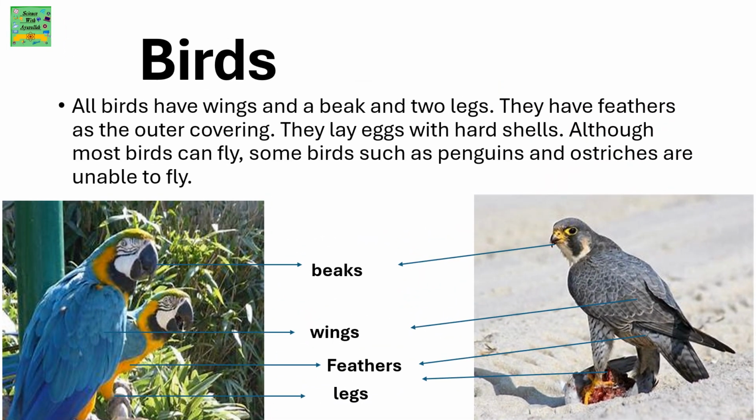Birds. All birds have wings and a beak and two legs. They have feathers as the outer covering. They lay eggs with hard shells. Although most birds can fly, for example, the parrot or a sparrow, some birds such as penguins and ostriches are unable to fly.